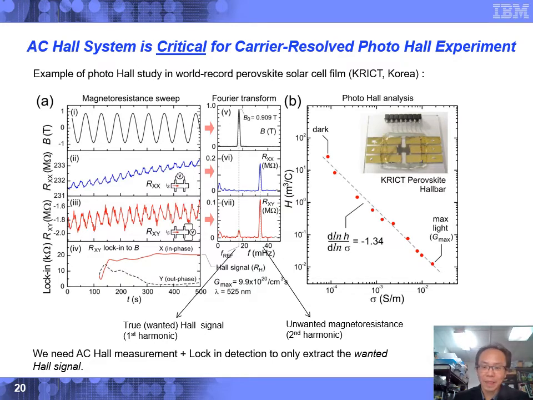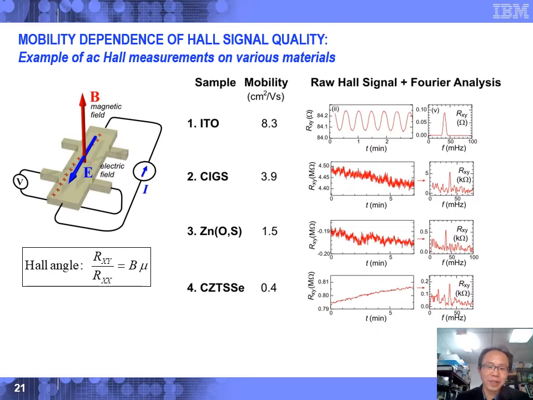Just as an illustration, here's an example of the Hall measurement with AC magnetic field in several materials: indium tin oxide number one, CIGS, zinc oxysulfide, and CZTS. And the mobility keeps decreasing as you go to the bottom. And the quality of the Hall signal depends on the ratio between the transverse Hall resistance RXY over the longitudinal resistance RXX, which is given as B times mu product.